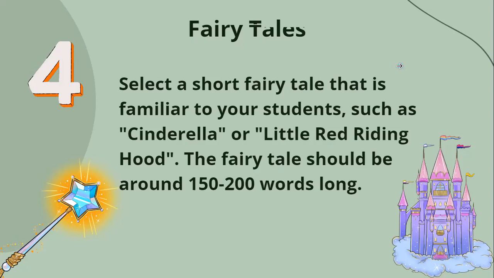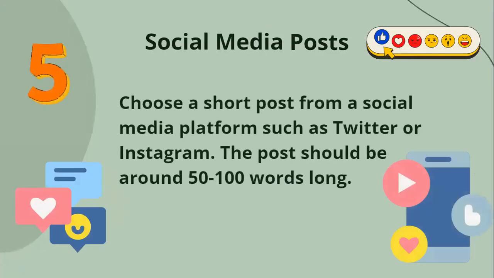Next. Social media posts. Then you can choose a short post from social media, that is either Twitter, Facebook, Instagram, something which has correct English in it, not which has mistakes. Otherwise, your students will learn those mistakes and they will incorporate them in their verbal and written skills. So the post should be around 50 to 100 words long.